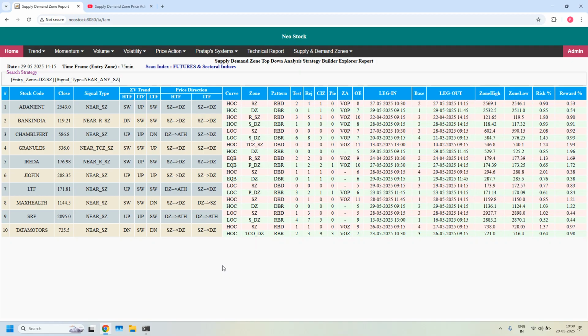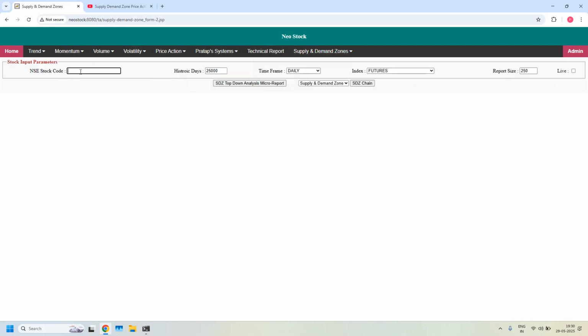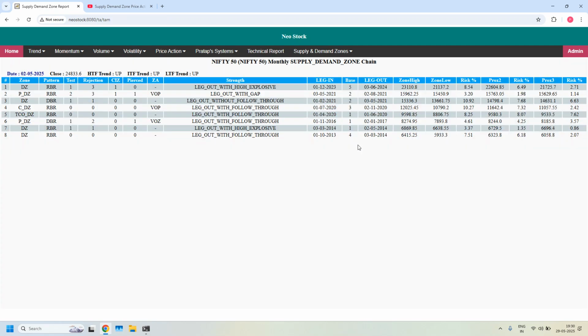Next, we will generate the Nifty and Bank Nifty supply demand zone chain. First, let's start with Nifty. So I'm generating a monthly supply demand zone chain for Nifty. So this is the Nifty monthly supply demand zone chain, equity data.